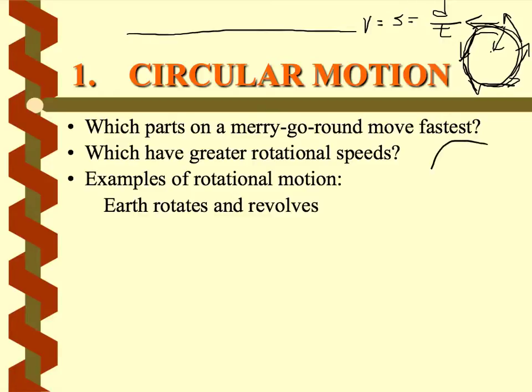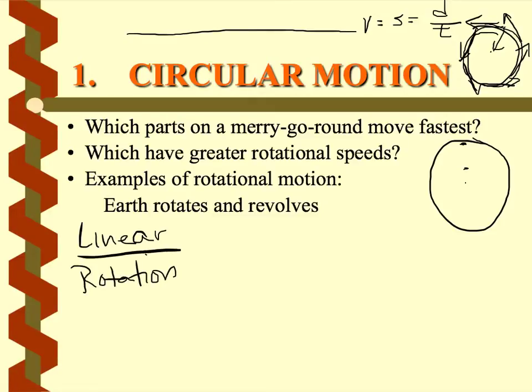Now, here are some quick questions for you. Which parts on a merry-go-round move the fastest? Those near the outer edge or those near the inner edge? In order to answer that, you have to think about two different things. What kind of faster are you talking about? Are you talking about linear? Or are you talking about rotational?